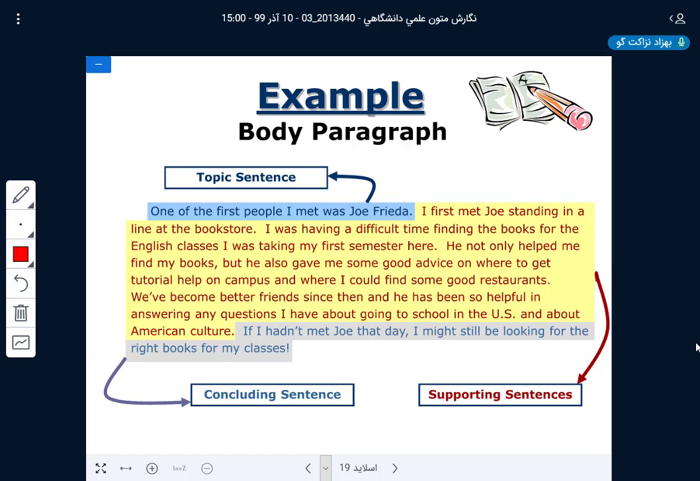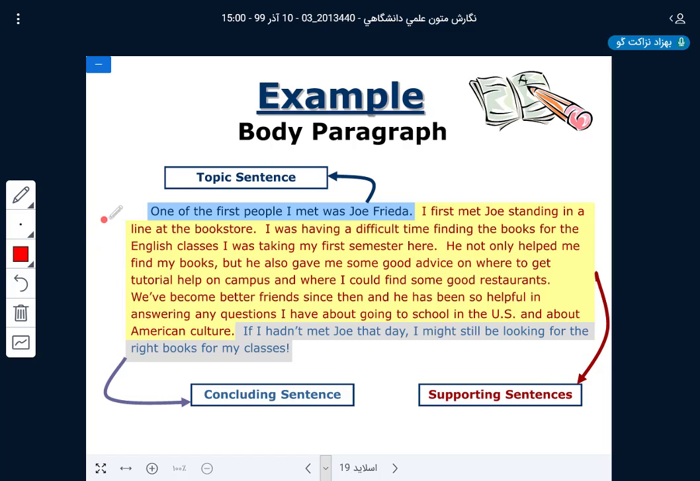I first met Joe standing in a line at the bookstore. It tells where he or she met Joe. I was having a difficult time finding the book for the English class. So as you said, this is a kind of anecdote, okay? The personal experience. I was taking my first semester here. He not only helped me find the books, but also gave me some good advice on where to get tutorial help on campus and where I could find some good restaurants. We have become better friends since then, and he has been so helpful in answering any questions I have about going to school in the United States and about American culture.